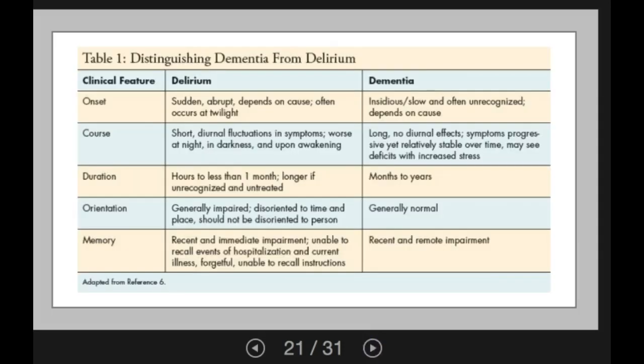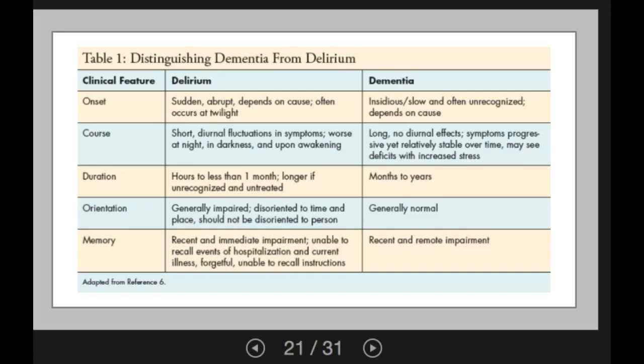It can often be challenging to distinguish between dementia and a delirium state. They both represent neurological abnormalities. Delirium is sudden and abrupt, as we've been talking about through this entire presentation, whereas dementia is slow and often goes unrecognized. Dementia can last months to years, whereas delirium usually lasts for one day or until it is treated.